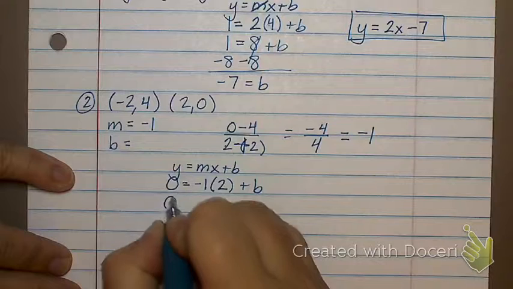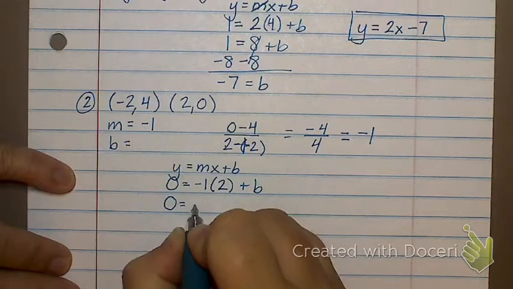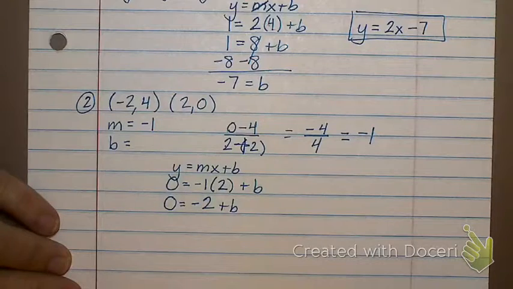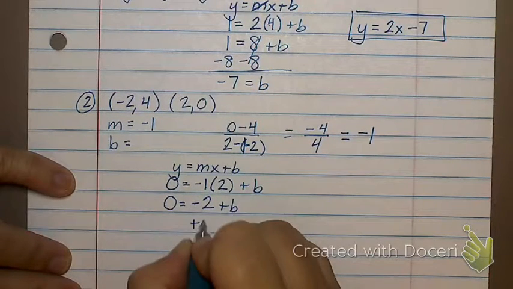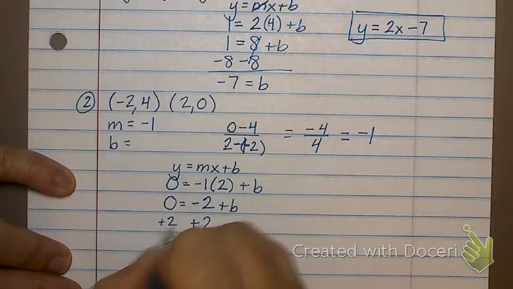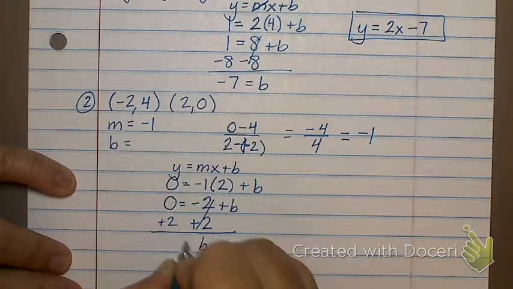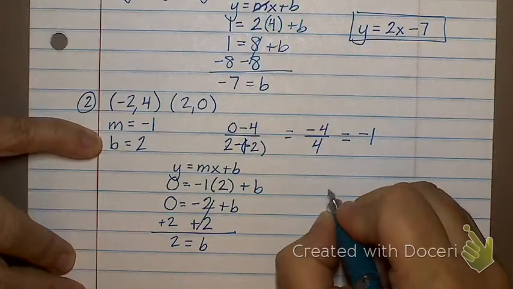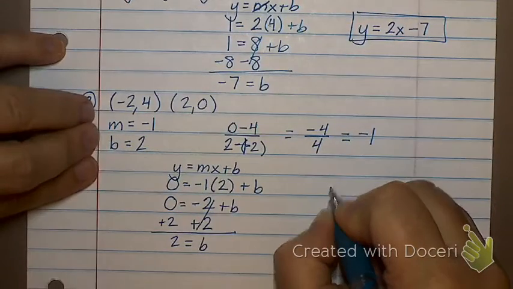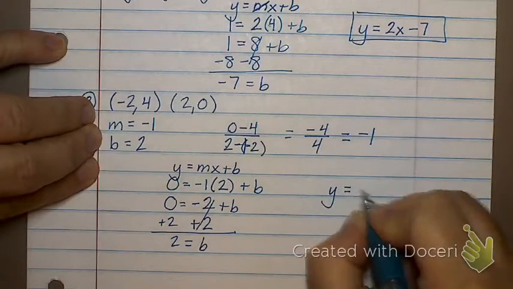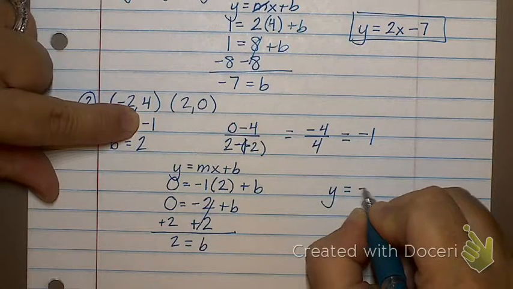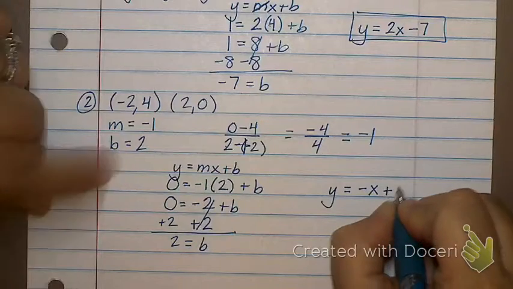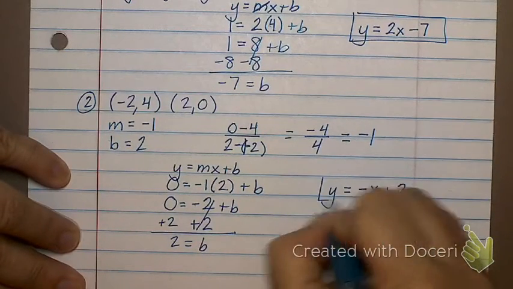So 0 equals, what's negative 1 times 2? Plus b. What am I going to do now? Add 2. So I get b equals 2. Now that I know what m and b are, what's my equation? Y equals negative 1x, which we could write as just negative x, plus 2.